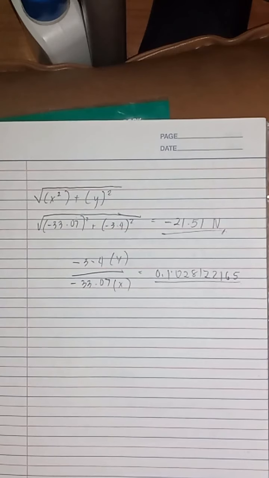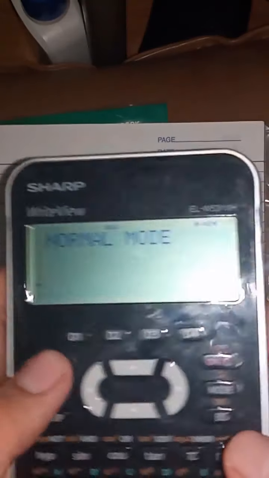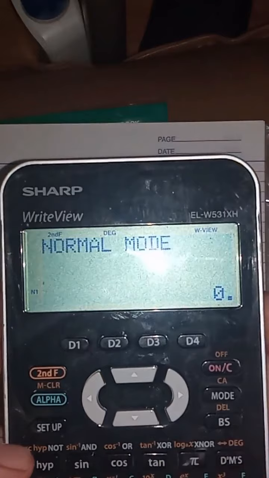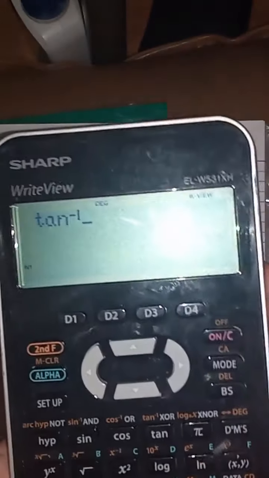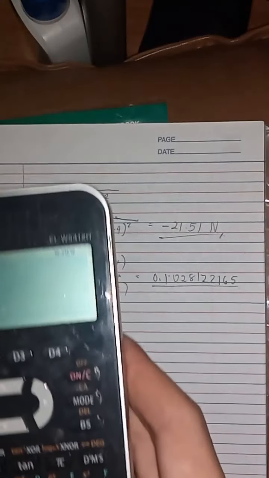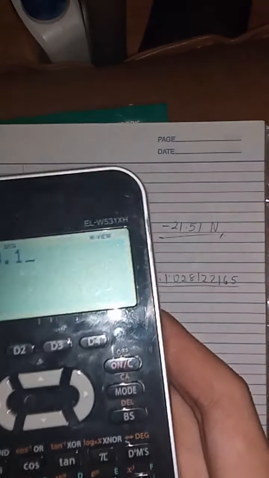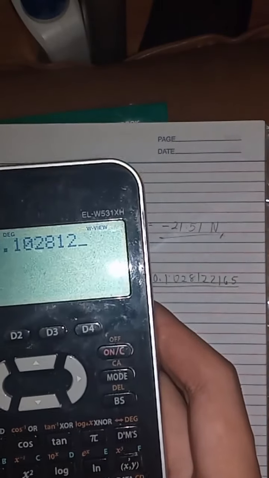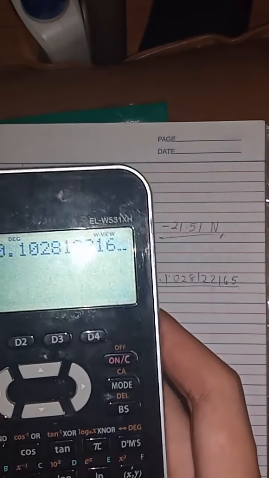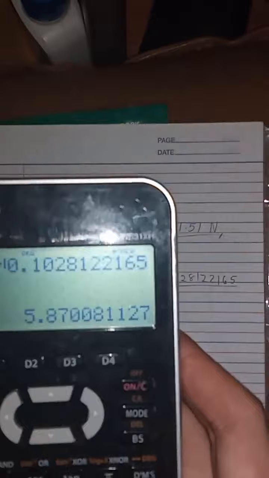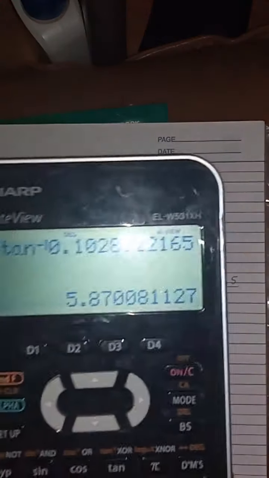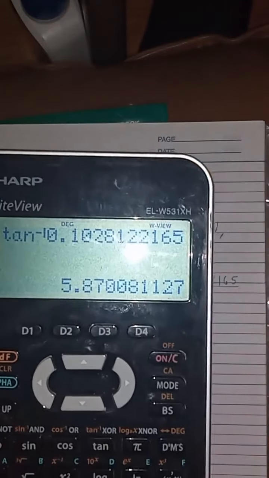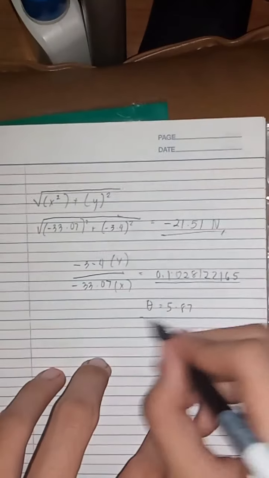So yeah, 0.1028122165, and the result would be 5.87 degrees. So this is our final answer.